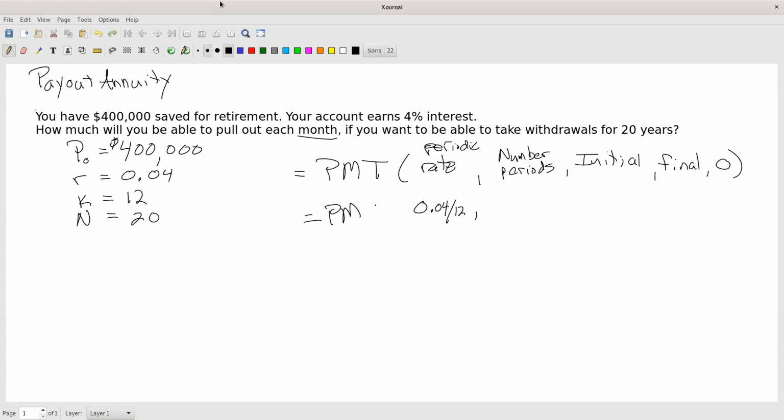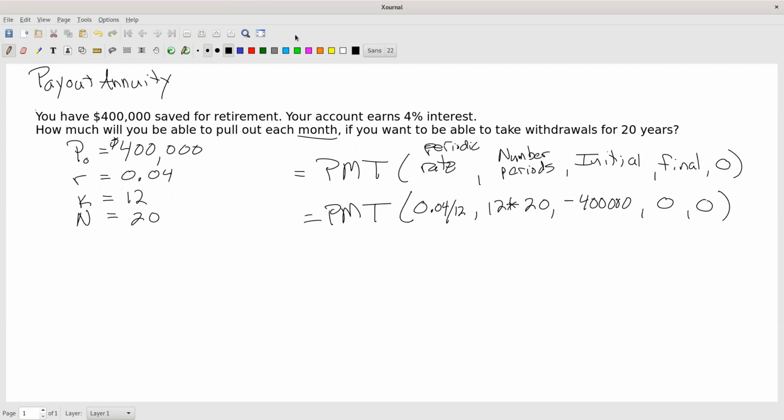So in a spreadsheet, we could enter equals PMT, parentheses, 0.04 over 12, comma, the number of periods. Well, there's 20 years, 12 months per year, so that's going to be 12 times 20. The initial value, because we're moving through time, is a negative 400,000. We want to zero out the account at the end of those 20 years, with payments at the beginning of the month. So that formula will tell us what the monthly payment is.